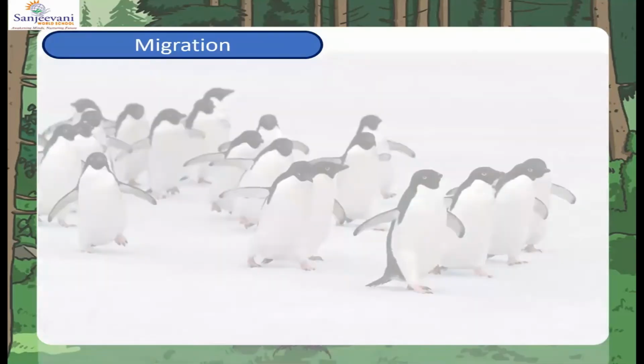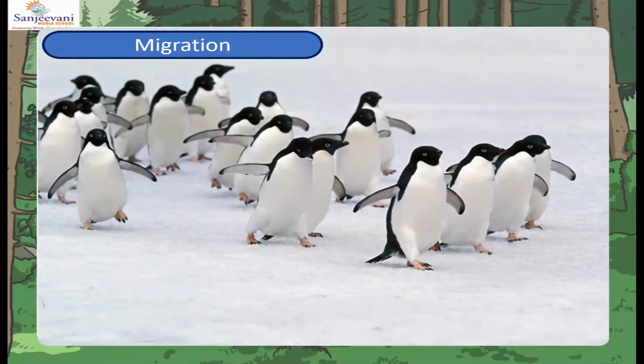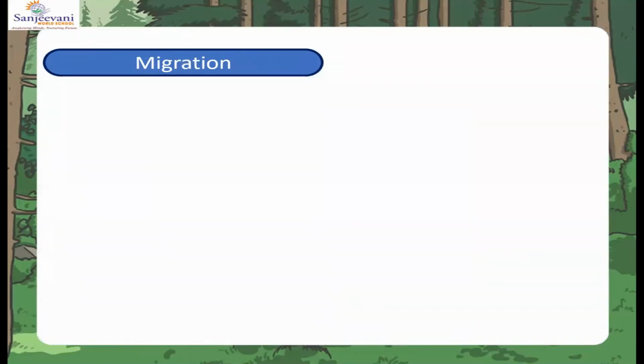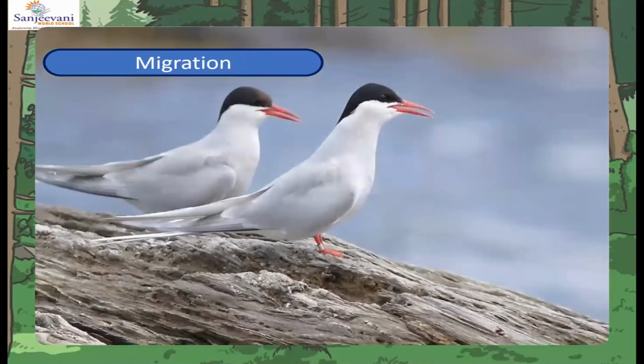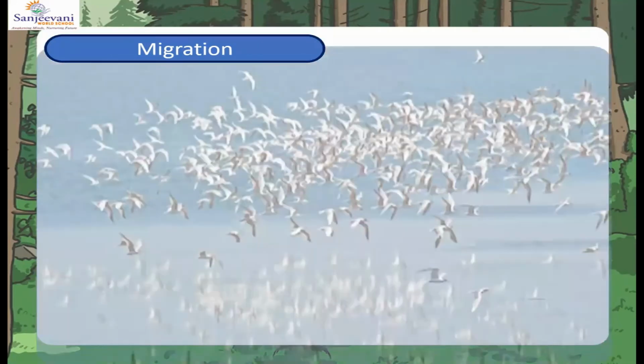Migration. Some birds live in very cold places. They are unable to survive in these places when it is extremely cold. So, they fly to warm places to reproduce and to get food easily. Many such birds come to India also.